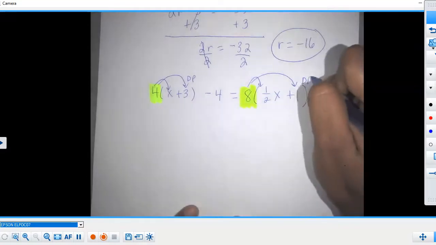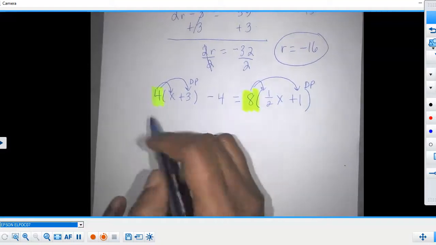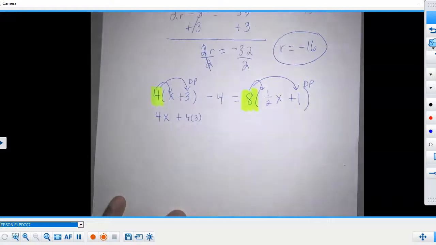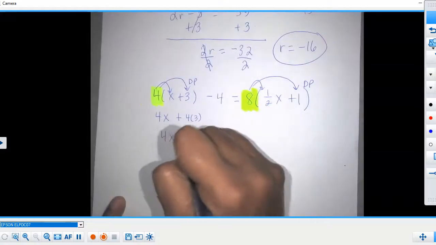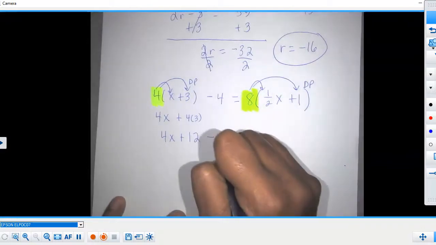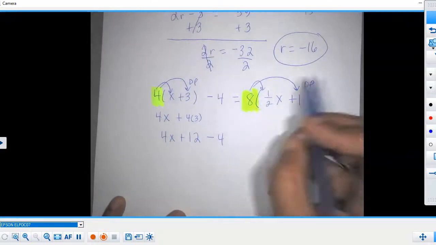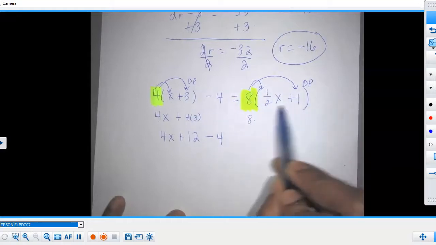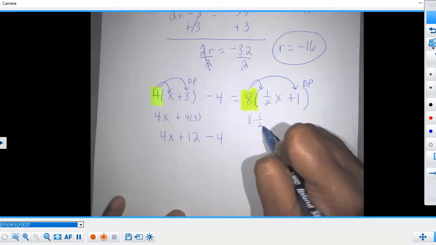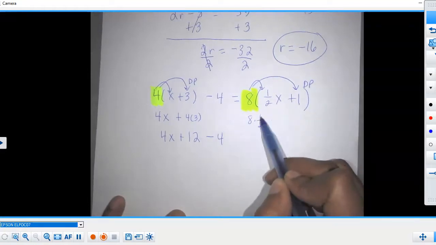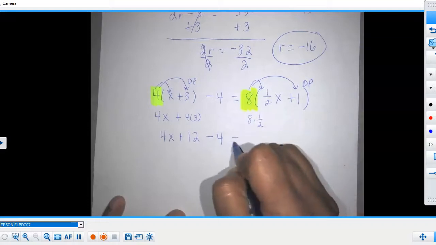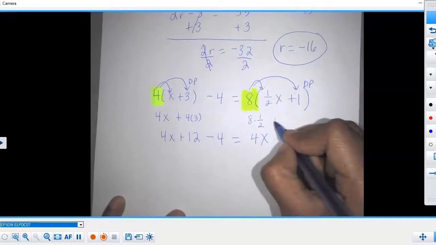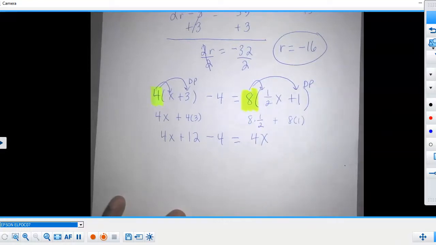So I also am going to write dp so you know that's the distributive property. So 4 times x is 4x plus, and I'll even write it out if you want, 4 times 3. So that became 4x plus 12 minus 4. And then this one right here, 8 times, remember this guy is multiplying and breaking out those terms from the parentheses. So 8 times a half, so what's half of 8? Half times 8 would be a 4 with an x. So this is a 4x here. And then 8 times 1, I'm just going to show where I got stuff from. 8 times 1 is 8.